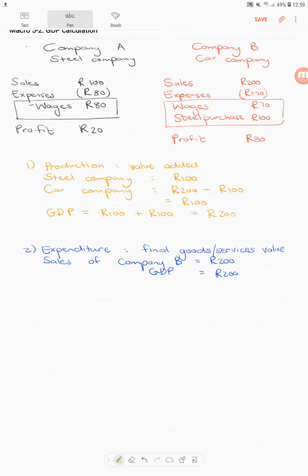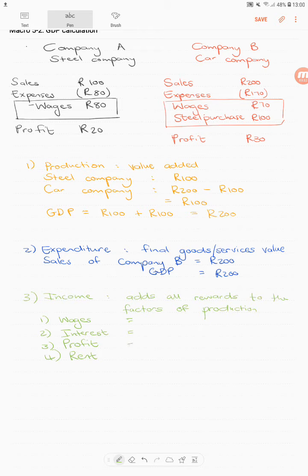The final method through which we can measure GDP is the income method. The income method adds all rewards to the factors of production. The rewards to factors of production are wages, interest, profit, and rent.